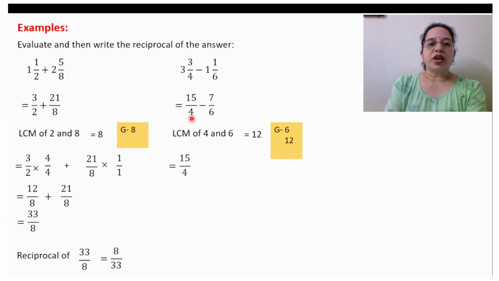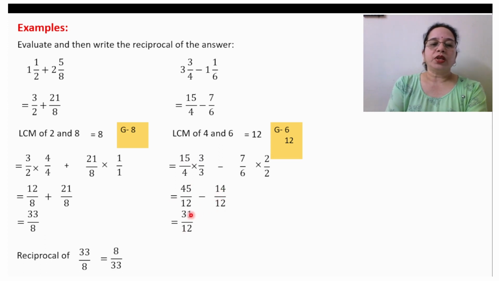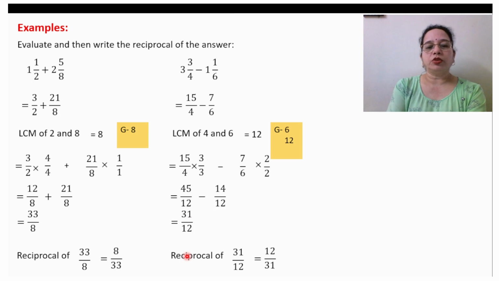Write down the first fraction 15 by 4. 4 3s are 12. So multiply by 3 upon 3. Now minus sign is there, write minus. Write the next fraction 7 by 6. 6 2s are 12. So multiply by 2 upon 2. Now multiply numerator with numerator: 45 upon 12 and 14 upon 12. Just subtract the numerators, 31 upon 12. Now take the reciprocal: reciprocal of 31 upon 12 will be 12 upon 31.